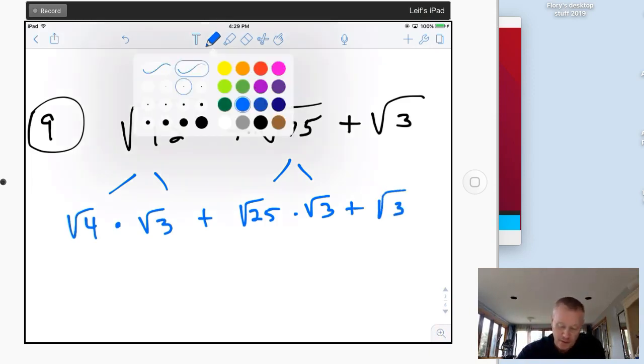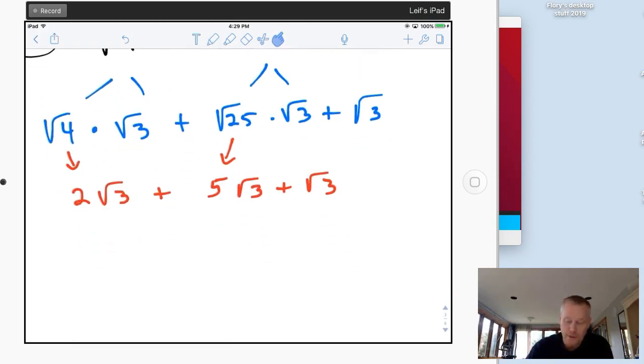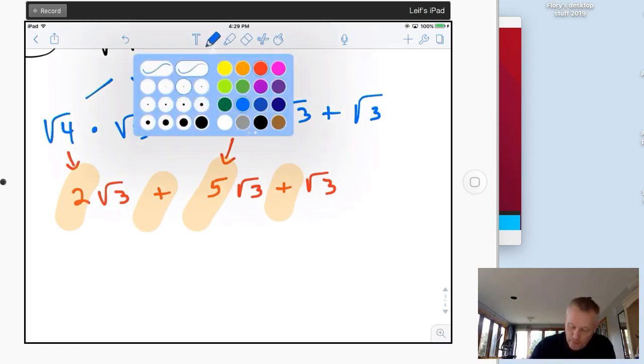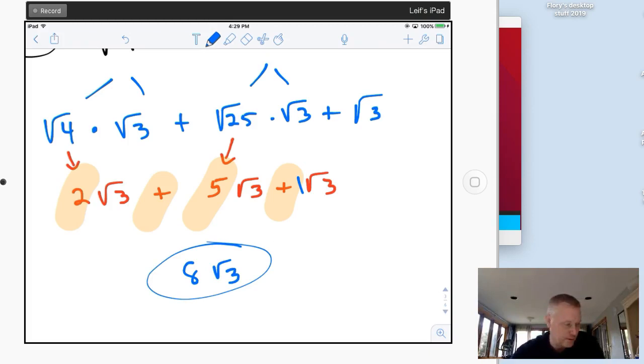Which means when I break this down a little farther here, the square root of 4 is 2. So I got 2 square roots of 3. The square root of 25 is 5. So that's 5 square roots of 3. And now, look at that. Now they all have the same number under the radical. And I can add them all together. Remember, there's a 1 implied in front of that square root of 3. So 2 plus 5 plus 1 is 8 square roots of 3, and that's the answer. And that's nice because they all went together like that.